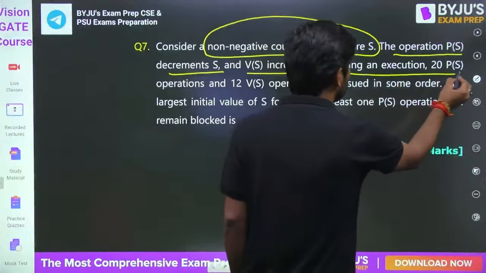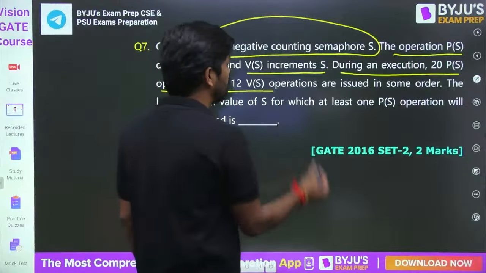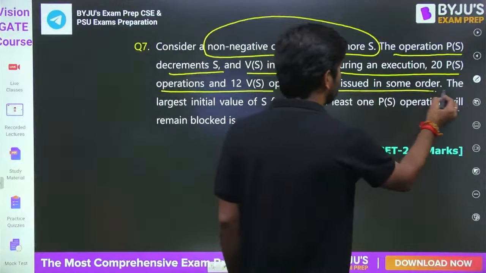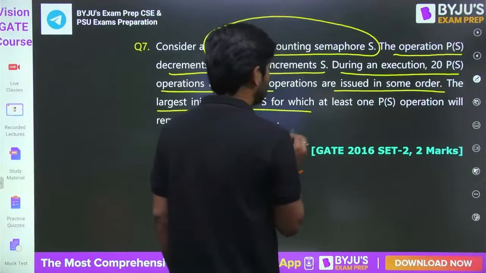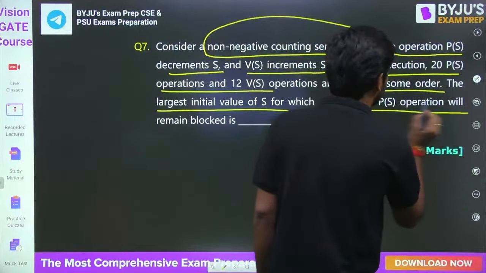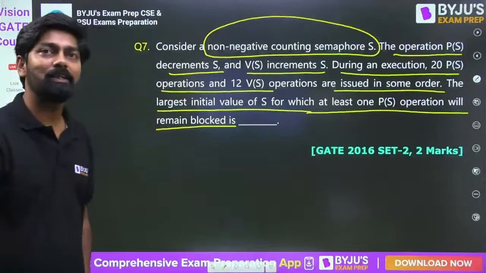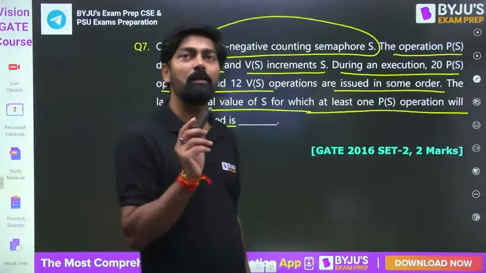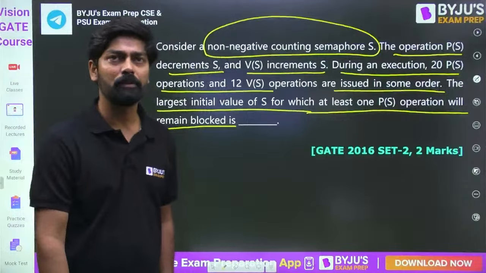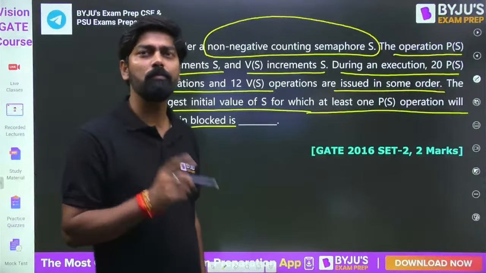During an execution, 20 down operations and 12 up operations are issued in some order. The question asks for the largest initial value of S for which at least one P operation will remain blocked. One P operation blocked means what will be the value of the counting semaphore? One process will be blocked, so -1.